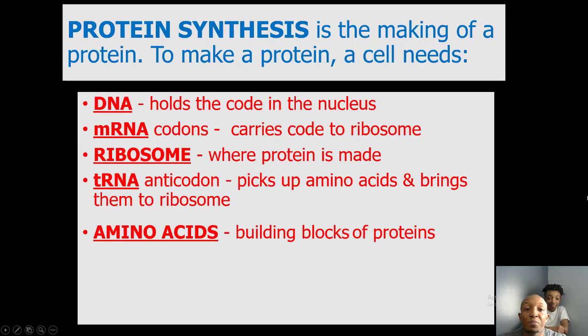Let's do an overview of protein synthesis. Protein synthesis is the making of a protein. And in order to make a protein, a cell needs the following big time players: DNA, which holds the code in the nucleus; mRNA, codons, which carries the code to the ribosome; then ribosomes, where the actual protein is made; and then tRNA, which is the anticodon, which picks up an amino acid out of the cytoplasm and brings them to the ribosome. And then we have amino acids, which actually are the building blocks of a protein.